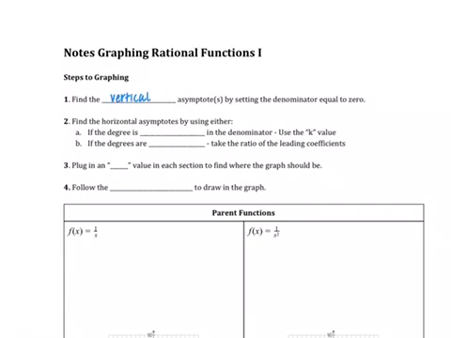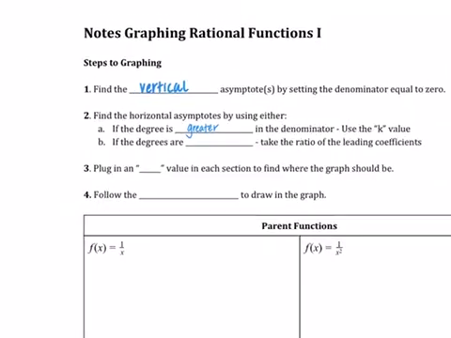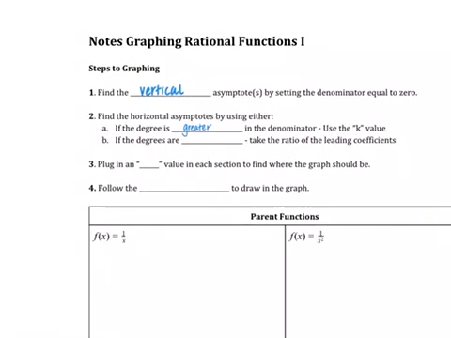Today we're only going to have one factor in the denominator. However, in the future you may have more, and you set each of those factors equal to 0 in order to find the vertical asymptotes. To find the horizontal asymptote, you're going to do one of these two things. If the degree is greater in the denominator, and remember the degree is the highest exponent, then you're going to use the k value. If the degrees are equal, then you're going to use the ratio of the leading coefficients.